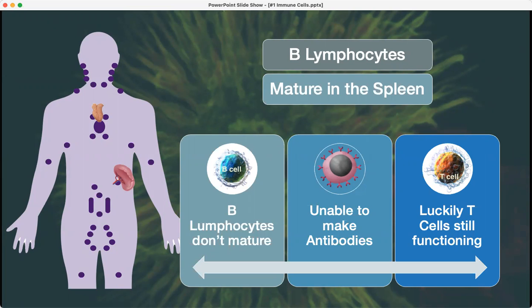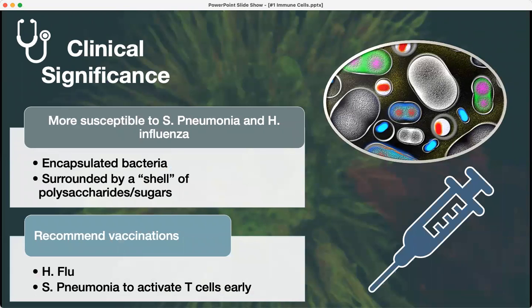So without a spleen, the B lymphocytes don't mature. They are unable to make antibodies, but luckily you still have functioning T cells, so that helps with other infections, not all infections. The problem and the clinical significance of this is that people that lose their spleen are more susceptible to getting staph, pneumococcal pneumonia, H influenza, because they're encapsulated bacteria.